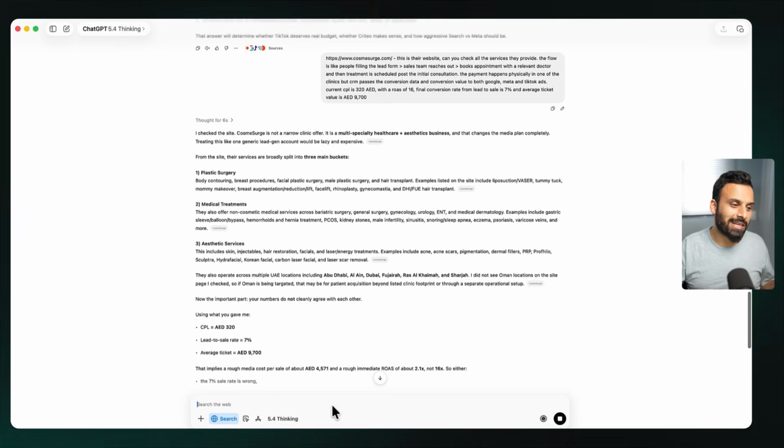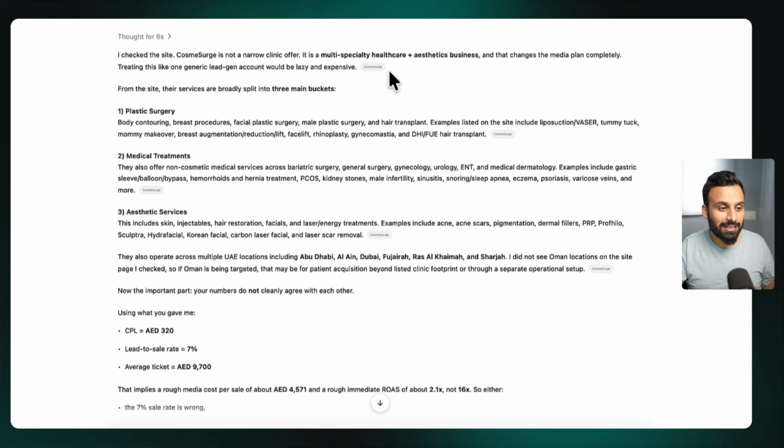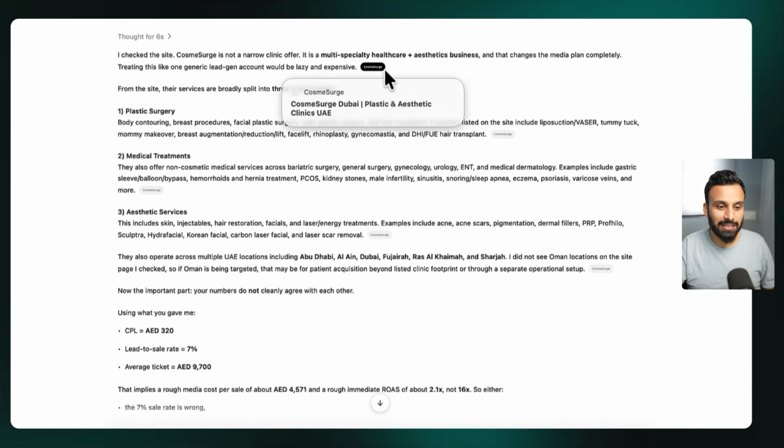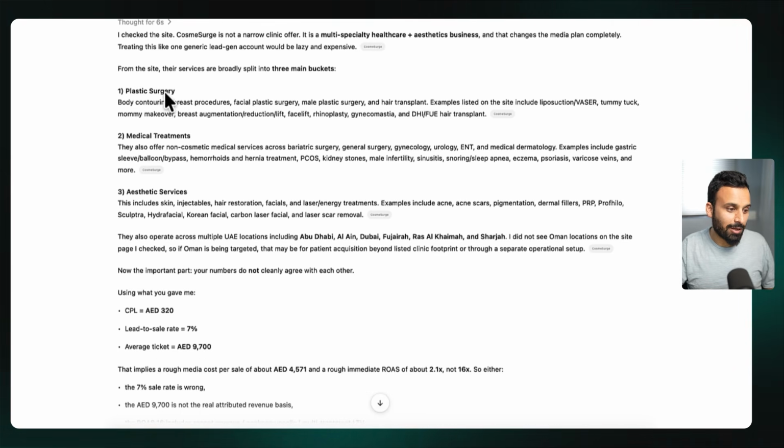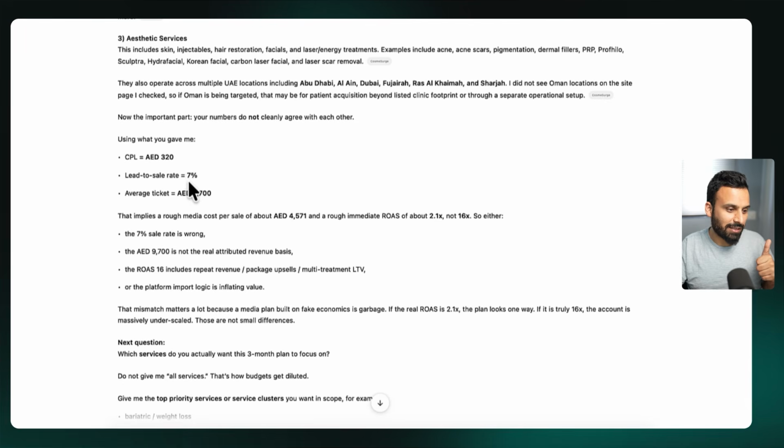Now this is what I call magic. I checked the site. The clinic is now trafficking, not a narrowed clinic. It's multi-specialty healthcare and aesthetics. Their main buckets are plastic surgery, medical equipment, and aesthetic services. So I didn't have to even mention what all services they have. It already pulled up every service listed on their website.